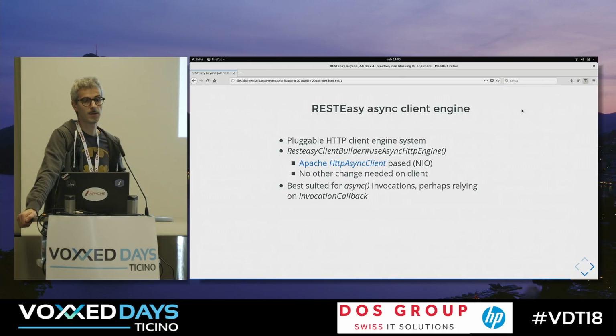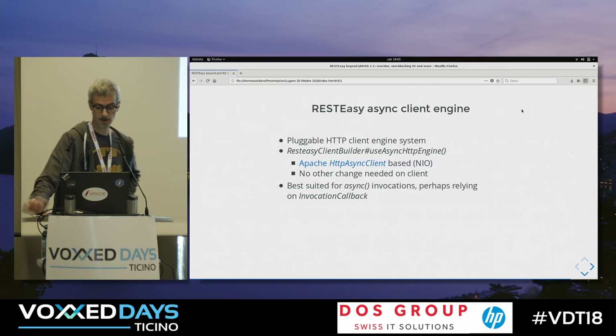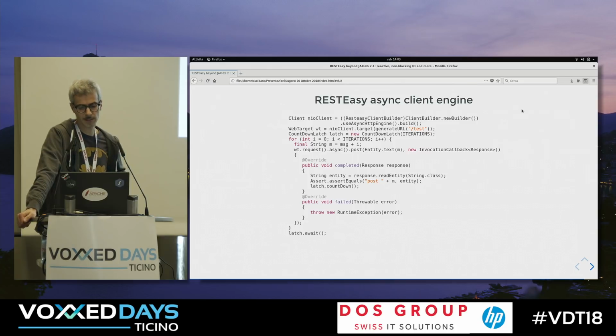automatically pulling in the Apache HTTP async client, which uses NIO under the hood, and it comes by default with a standard configuration that uses, I don't remember how many threads for dealing with the IO, but clearly you can configure that. And the interesting thing is that once you set up the client, when you set up the engine, you can use the RESTEasy client as if you were using any other HTTP engine. So here is an example.